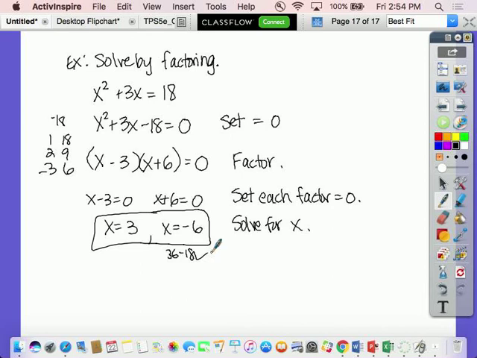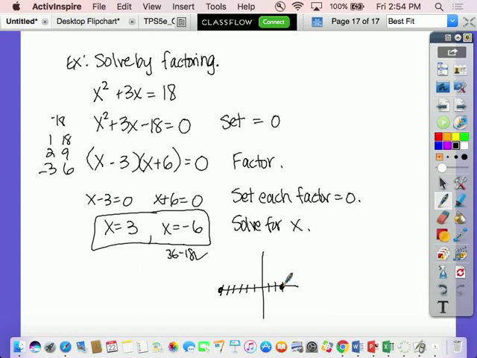These are your solutions. If we were to graph this quadratic, we know that it would cross the x-axis at negative 6 and at positive 3. And thinking about what we know about quadratics, would that open up or down? Would open up, and what would be the y-intercept?